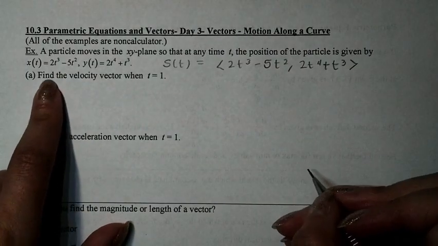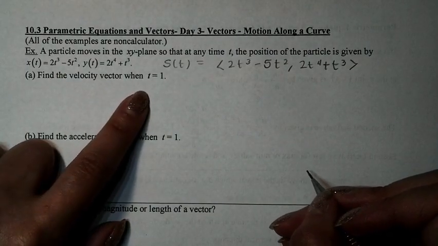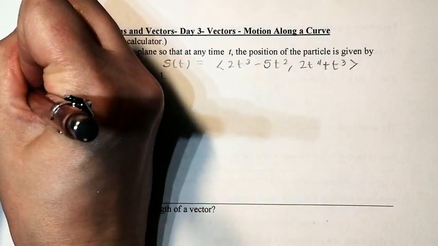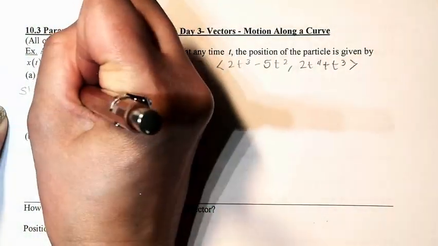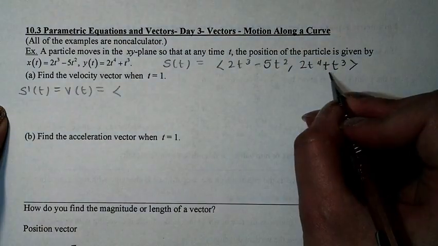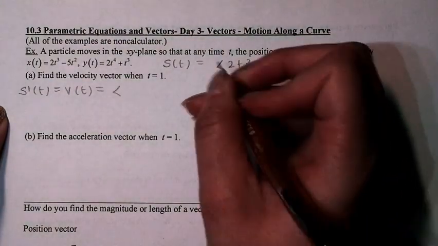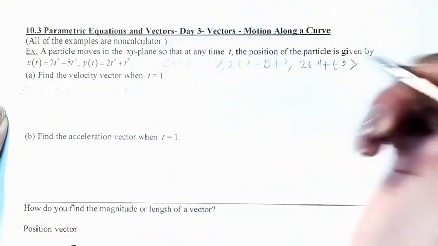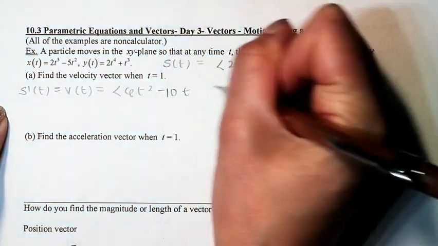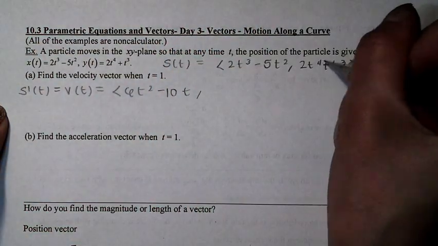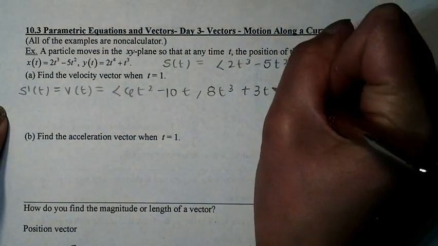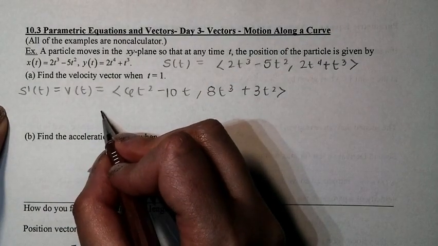Now to find the velocity vector when t is equal to 1, you need to take the derivative of position. Therefore, s prime of t is equal to v of t. This is a polynomial and this is also a polynomial, so 3 times 2 is 6t^2 minus 2 times 5, which is 10t, comma, and then another polynomial, 8t^3 plus 3t^2, and that's going to be your velocity vector.